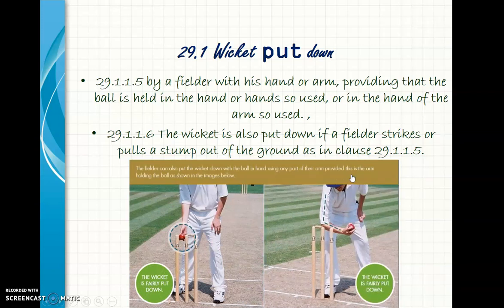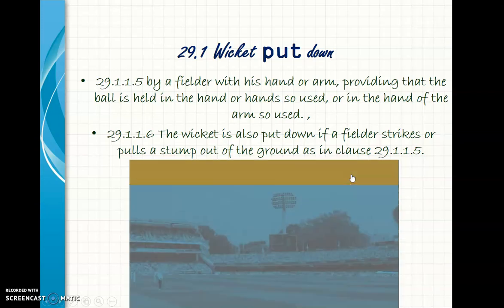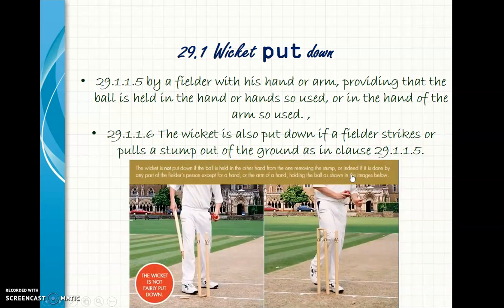See, the wicket can be put down by the hand, or with the ball directly itself, or by the arm, which is shown in the picture. It cannot be by a hand which is not holding the ball, or any part of his body which is not holding the ball. So in order to fairly see that the wicket is put down, the ball has to be in the hand which breaks the wicket, or in the arm of the hand which is holding the ball itself.